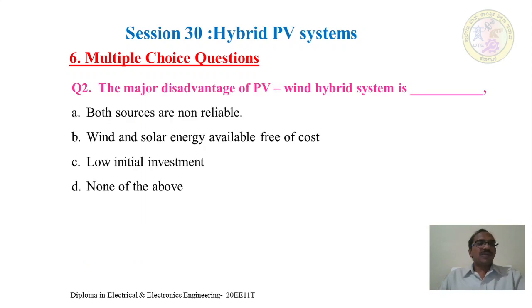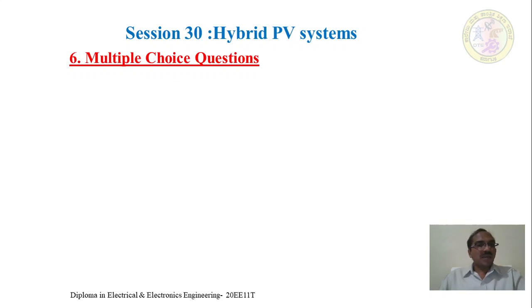The major disadvantage of PV wind hybrid system is what? Both PV and wind are unreliable. Both our sources are non-reliable, that's why we call them unreliable sources. The advantage would be that wind and solar energy are available free of cost, but low initial cost is wrong. Since I am talking about the major disadvantage, we can call that both are non-reliable.